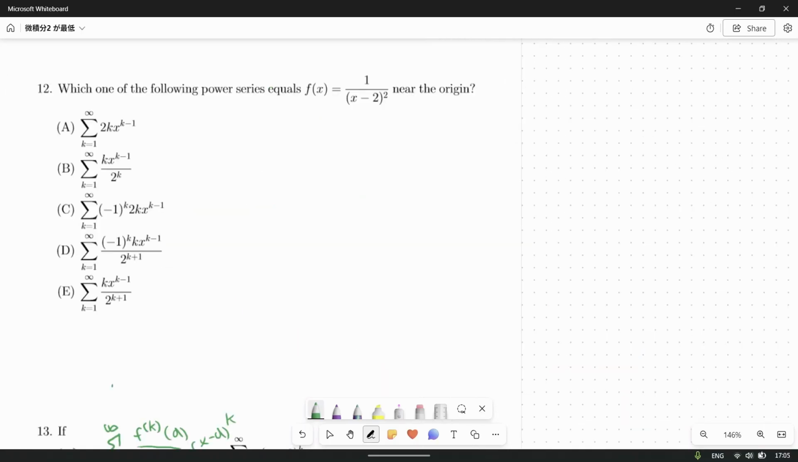Alright, which one of the following power series equals the given function near the origin? So this question is asking us to convert our function into a power series. There's a variety of ways you can do that, but each of the approaches involves having to shapeshift your given function into something that looks like a very specific geometric series, which I'll write out. So let's just say we have a target series equal to 1 over 1 minus r. We want to shapeshift this function into something that looks like this.